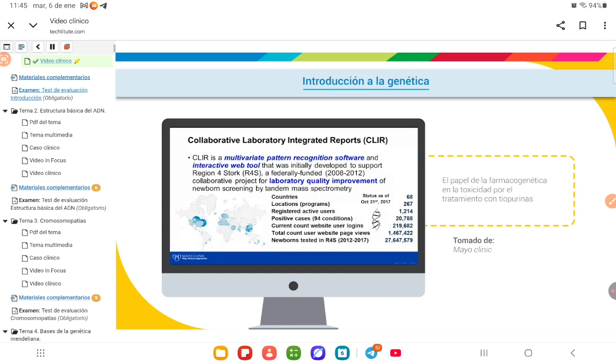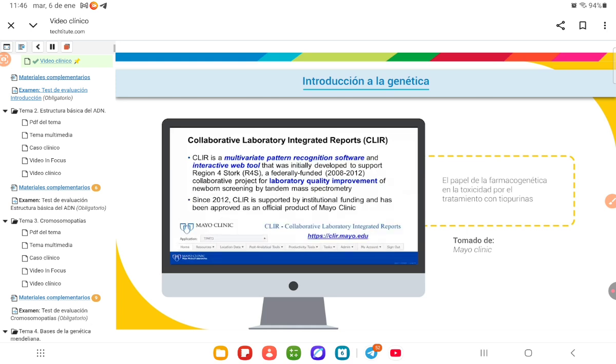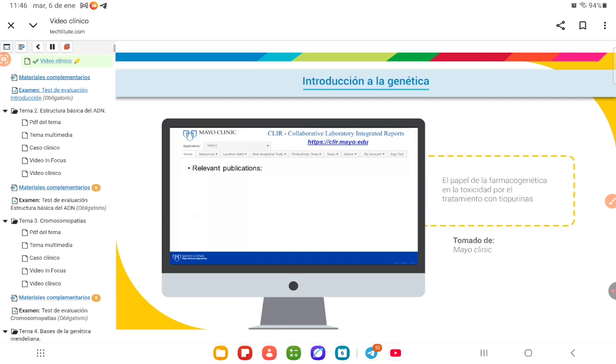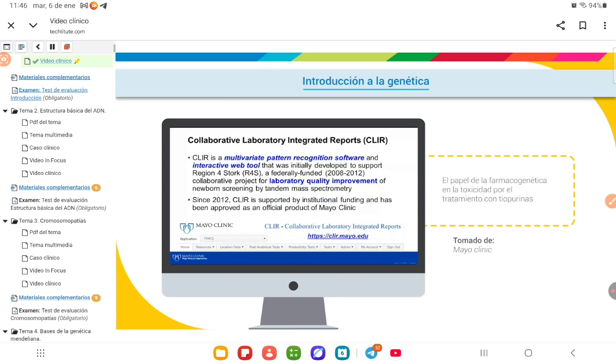R4S has evolved into a worldwide collaborative project being used in 68 countries to test more than 27 million newborns over the last 6 years. In particular, the post-analytical interpretive tools have been used to generate 368 million scores, equivalent to a volume exceeding 150,000 per day. Since 2012, CLEAR is supported entirely by institutional funding and has been approved as an official product of the Mayo Clinic.